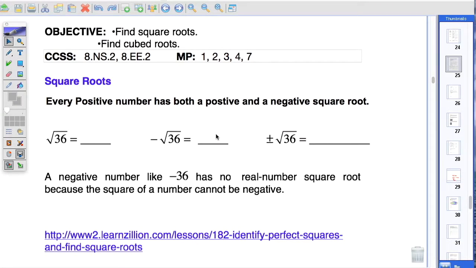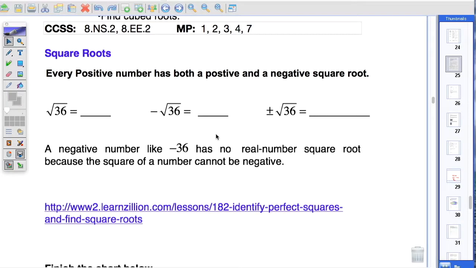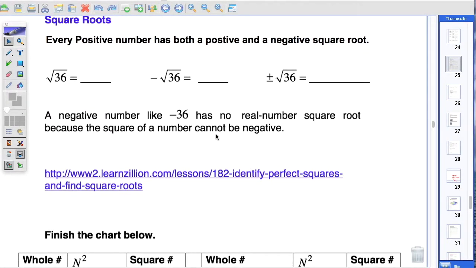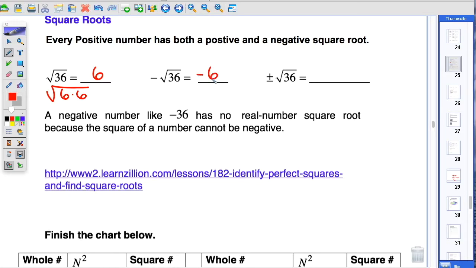Every positive number has both a positive and a negative square root. Here are 3 different examples, all using the square root of 36. So we have the square root of 36. What 2 numbers multiplied together that are the same give you 36? That would be 6 times 6. So the square root of 36 is one of its equal factors, so it would be 6.